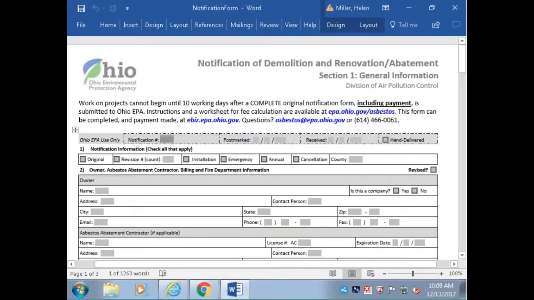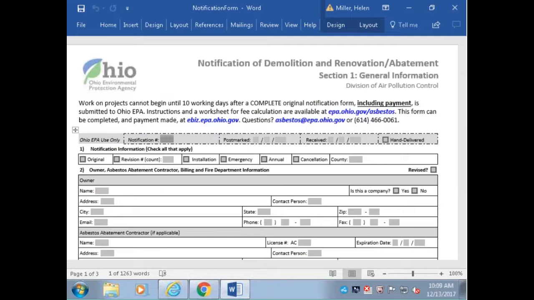So, if you have a project that has more than one address, like for example, City of Canton, say you have 10 houses that you're going to be doing and you have all the information on these 10 houses, you can do one notification and it's an installation and you'll be marking that installation. That will kick in some information later on as far as the number of Section 2 pages that have to be completed.